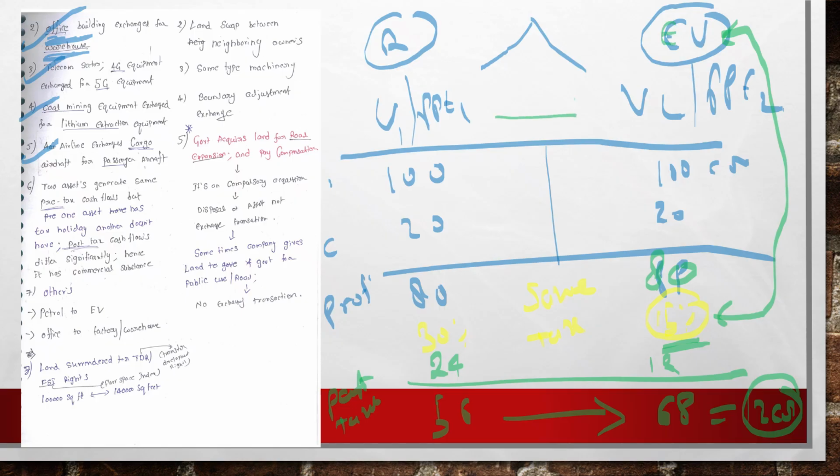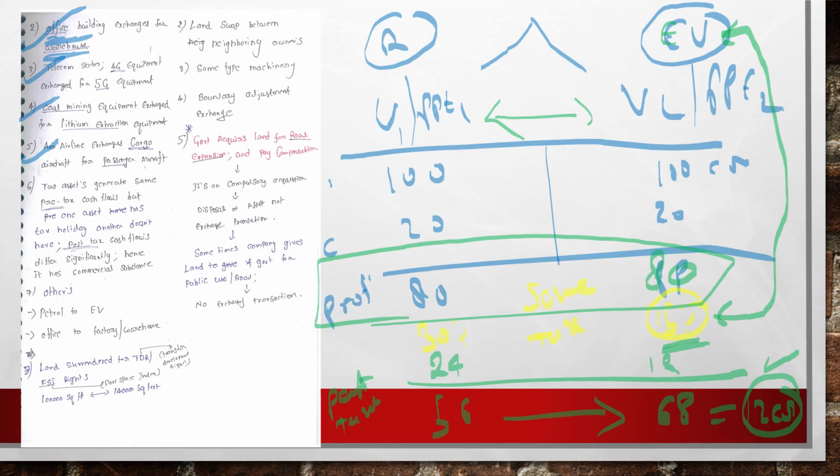For exchanging of this kind of transaction, on the pre-tax level you will not get any additional benefits, but on the post-tax level you are getting a 12 crore benefit. So these transactions also we can say have commercial substance. So you can understand this in an easy way. Some other examples also: petrol to EV, diesel to EV, or office to warehouse, or warehouse to factory, these kinds also.